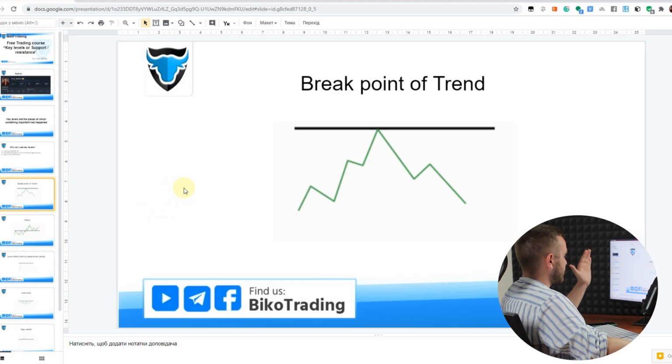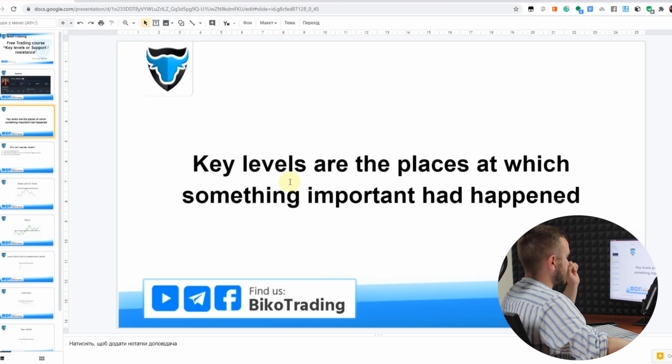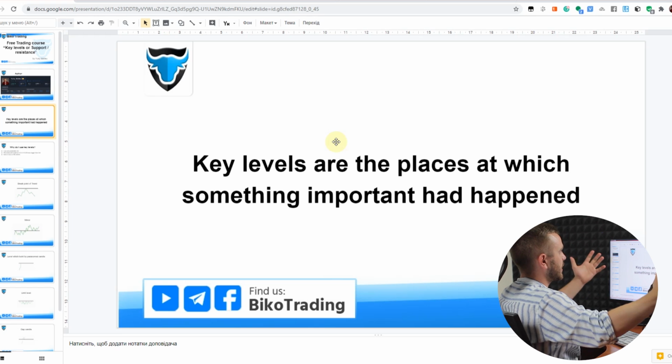Once more, if we summarize, always remember key levels are the places at which something important had happened. Deep pullback, trend had changed, price bounced several times, different stuff. It's all of this, it's an important key level.